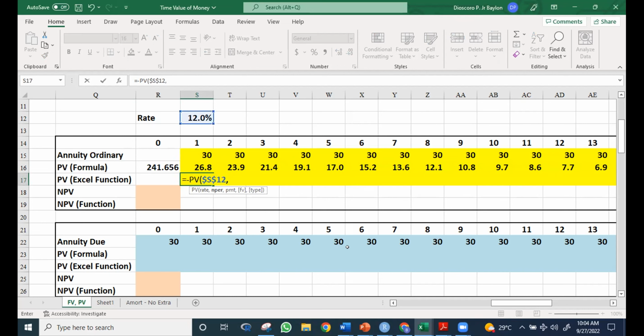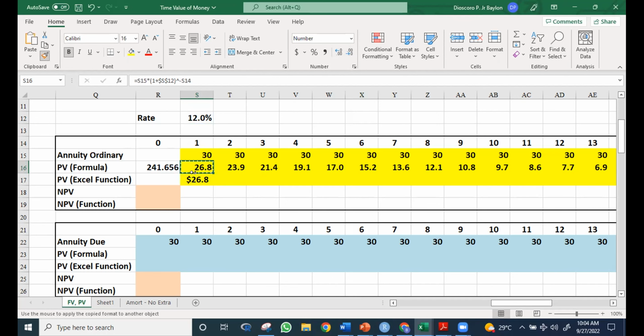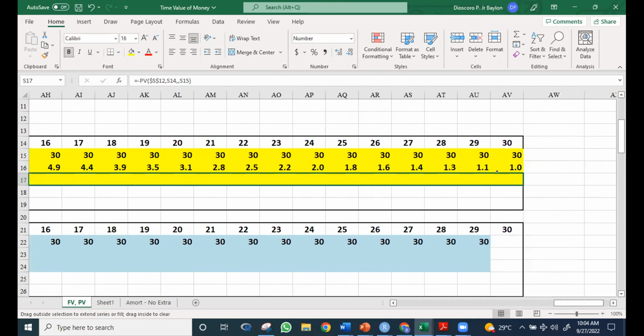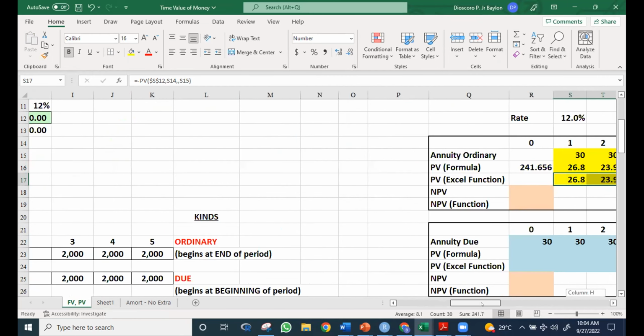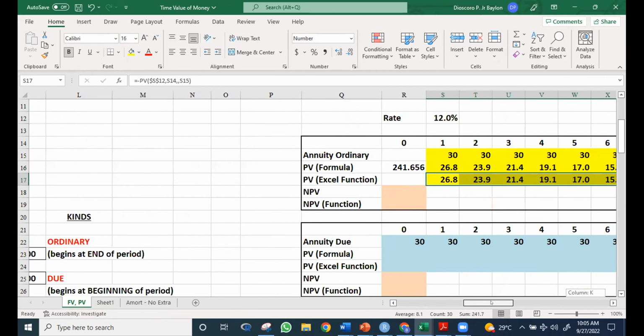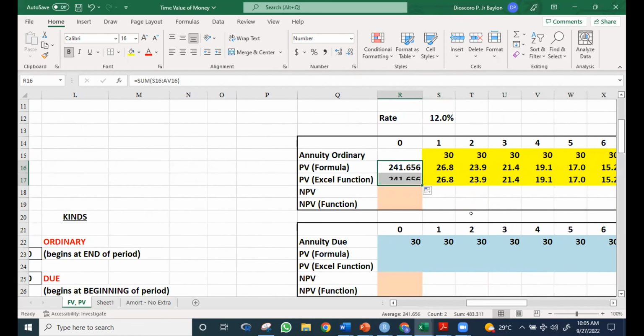What's the rate? 12%. And I'm going to fix this with F4. What's the N per? So this is variable, comma, PMT is this one. Okay, ignore the type. Remove the dollars and then copy this to the right. You see, you'll get the same answer. Okay, so exactly the same. So of course, when we add, we'll get the same answer.